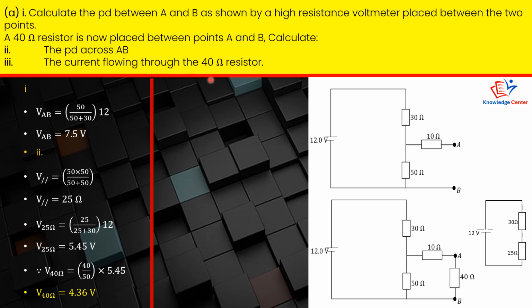Roman 3 says the current flowing through the 40 ohm resistor. Well, this will be very easy and straight to the point. Why? Because you already know the voltage across the 40 ohm resistor, and you know the resistance of the resistor, so you basically just use Ohm's law right there. V equals I R, so I is V over R. That means I is equal to, our V there is 4.36, our R is 40 ohms, so that gives us a current of 0.109 amperes.